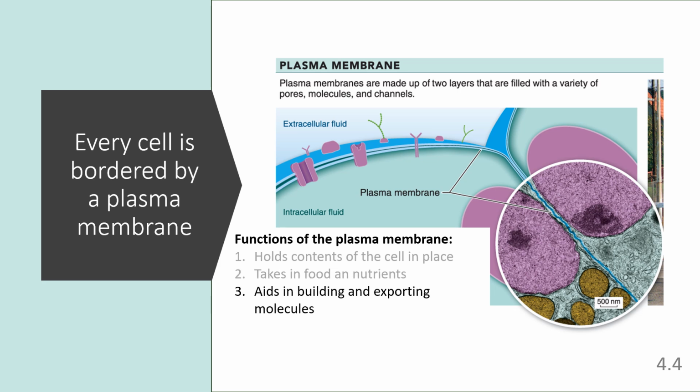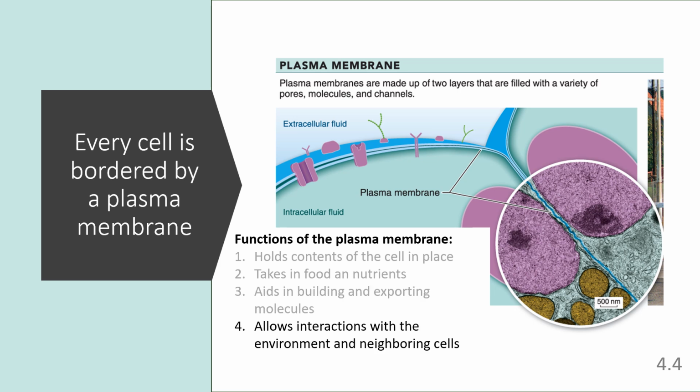The plasma membrane also allows for the building and exporting of molecules. In a minute, we'll talk about proteins in the plasma membrane that help transport molecules and particles into and out of the cell. This allows the cell to get what it needs to build molecules and to excrete certain molecules. Some of these proteins also function as enzymes, catalyzing reactions in which molecules are built.